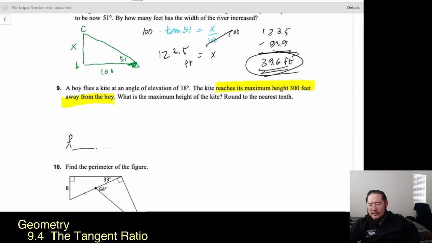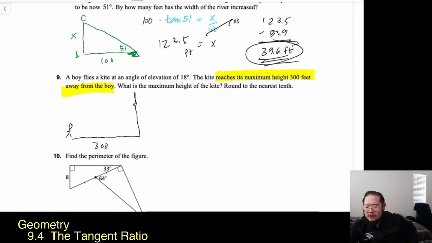But what it's saying is that when it's 300 feet away, that's when the kite reaches its max. And that is how you'll be able to get this answer correct. Okay, so our lovely kite right here reaches its height when it's 300 feet away. So I put 300 at the bottom. It's going to be reaching its maximum height at a right angle. And so lo and behold, we've got ourselves a triangle. And then angle of elevation right here, 18 degrees.